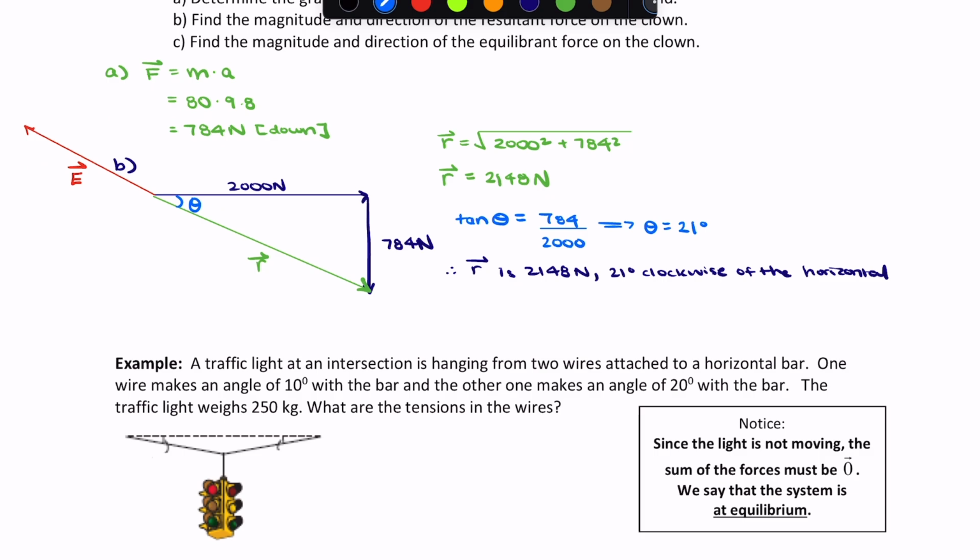And so therefore, the equilibrium force will be the same magnitude. However, again, it is the opposite direction. So if it is 21 degrees clockwise from the horizontal for the resultant vector, the equilibrium force will be 159 degrees counterclockwise of the horizontal.